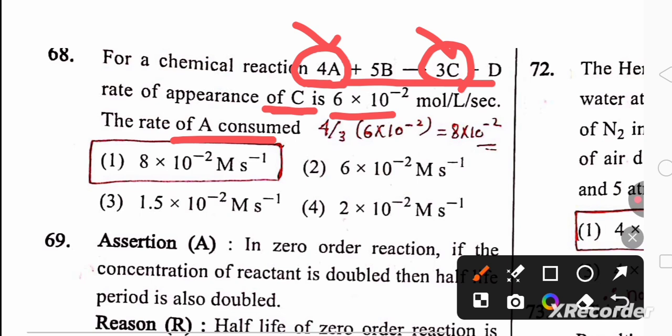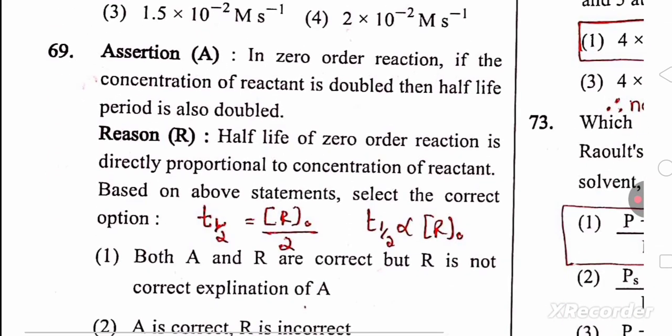So the rate of disappearance of A is 4 by 3 into 6 into 10 to the power of minus 2. So that is 8 into 10 to the power of minus 2 mole per second. So this is the right answer. Let us go to the next question.